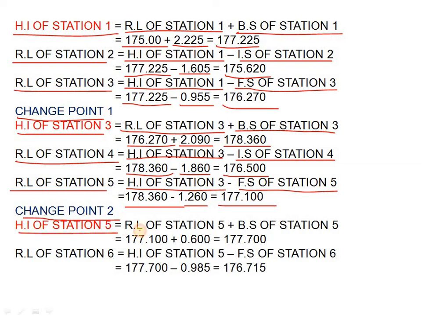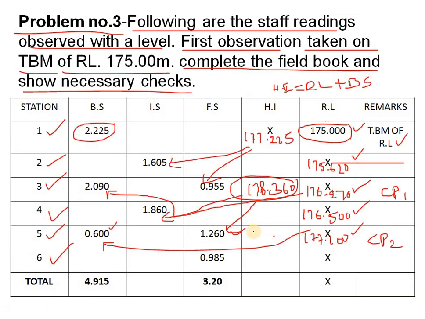Height of instrument at station 5 is equal to RL of station 5 plus BS of station 5, which is 177.100 plus 0.600. We will get the answer as 177.700. Right, here 177.700. So we have got the height of instrument of station 5 also.